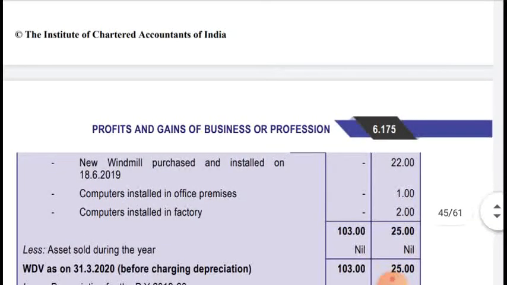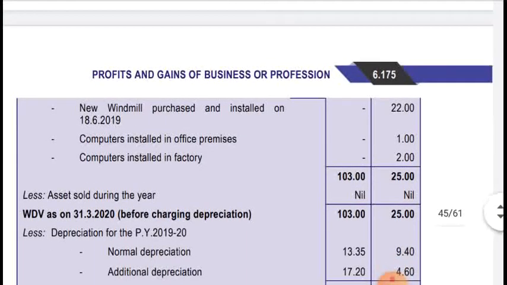A new windmill purchased and installed on 18th June 2019, 22 lakhs, that will be covered in the 40% block. And a computer installed in office premises, that is also in 40%, 1 lakh. And a computer installed in the factory, that is 2 lakh. Total is 25 lakh. And in the 15% block, total purchase is 103 lakh. Less assets sold in India, no asset has been sold, so nil it is.